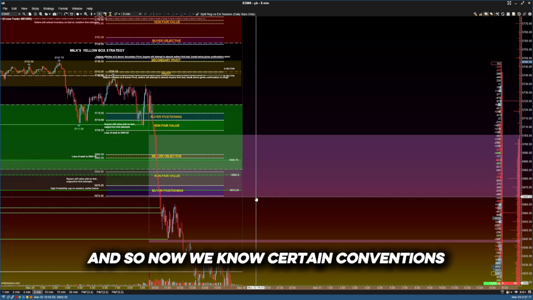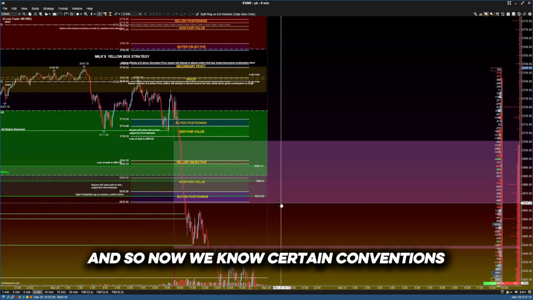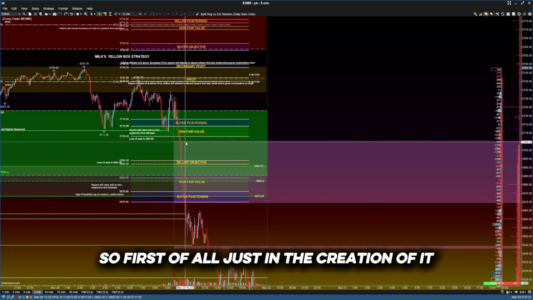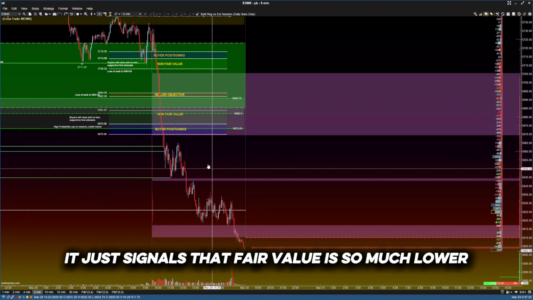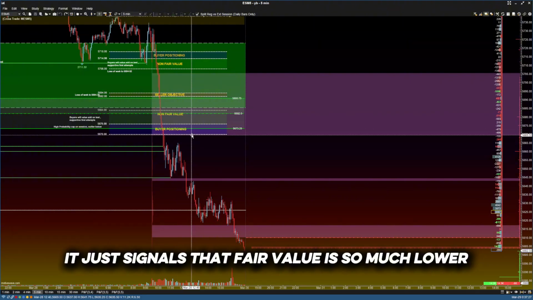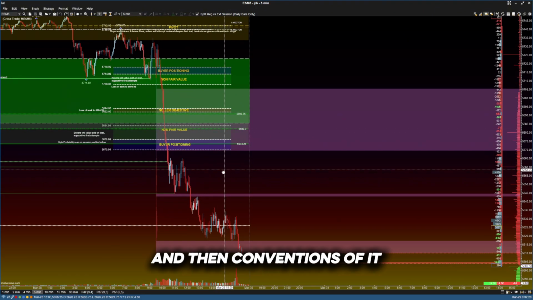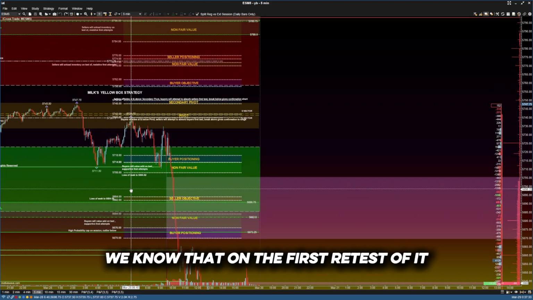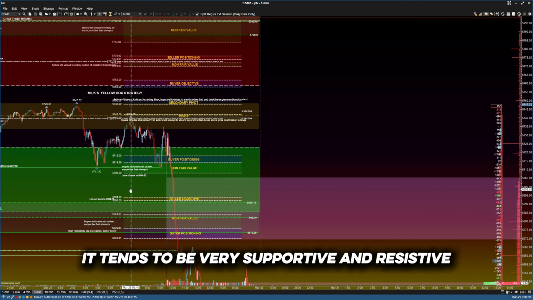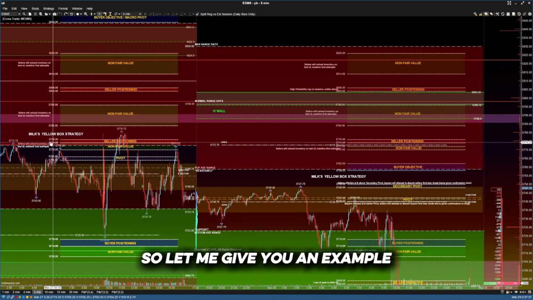And so now we know certain conventions. First of all, the creation of it just signals more continuation, because it signals that fair value is so much lower. And then as a convention, we know that on the first retest of it, it tends to be very supportive and resistive. So let me give you an example.